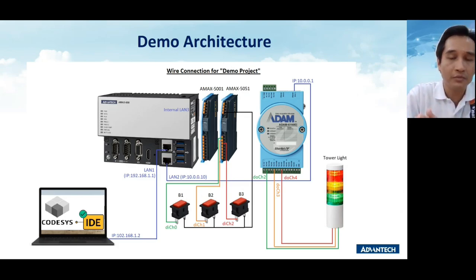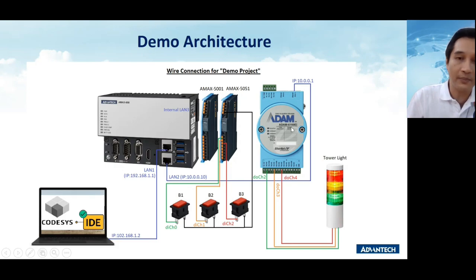So this is my simple architecture. For today's session, I'm using my laptop, and I will be installing the CODESYS IDE. The hardware is the MX658, and I will be using two IO modules. These two IO modules are using the EtherCAT protocol. The second IO module I'm using is the ADAM-6160EI, which uses the EtherNet/IP protocol.